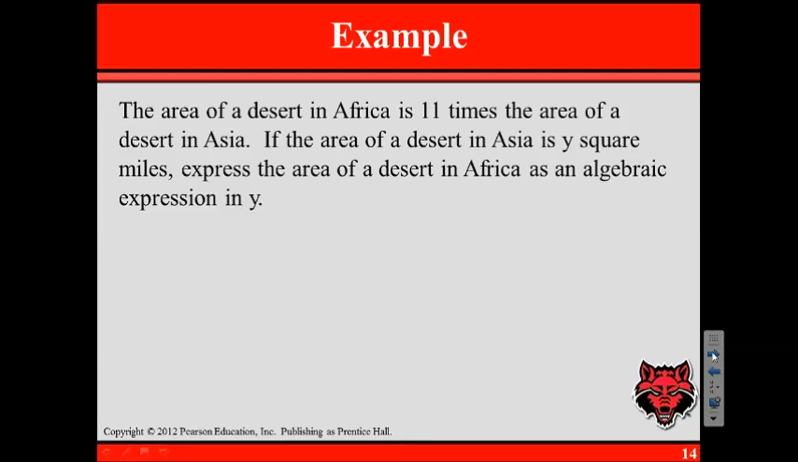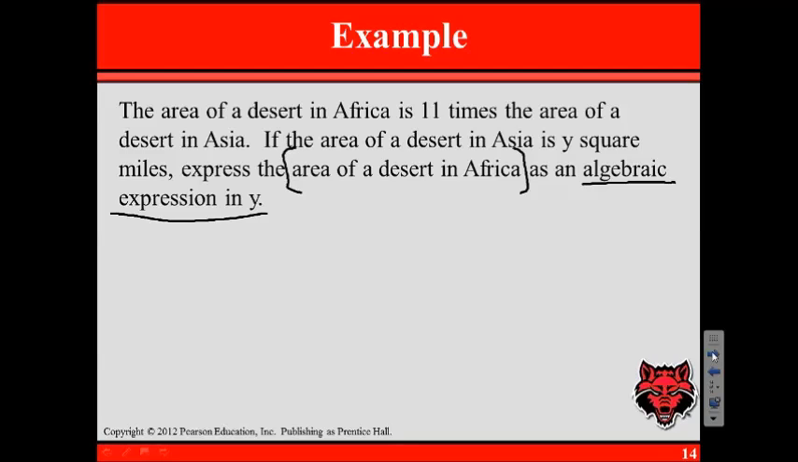Let's try one more word problem. The area of a desert in Africa is 11 times the area of a desert in Asia. If the area of a desert in Asia is y square miles, express the area of a desert in Africa as an algebraic expression in y. So this kind of gives us direction on what our answer should look like. And what we're trying to find is the area of a desert in Africa.